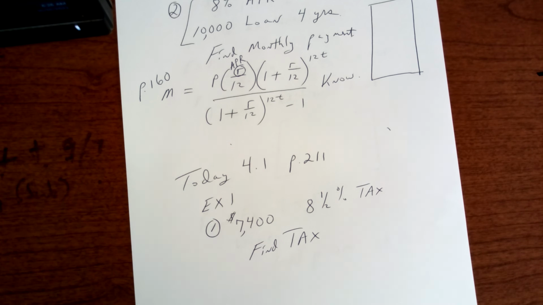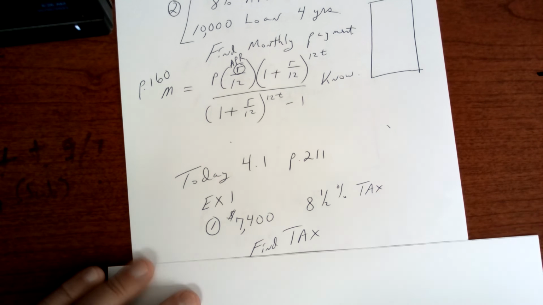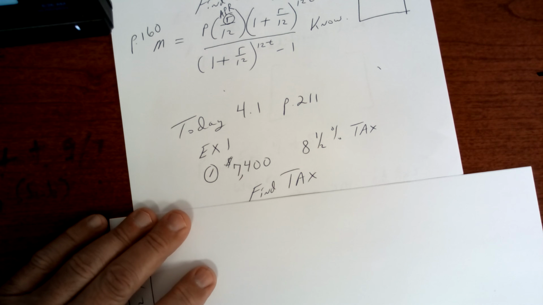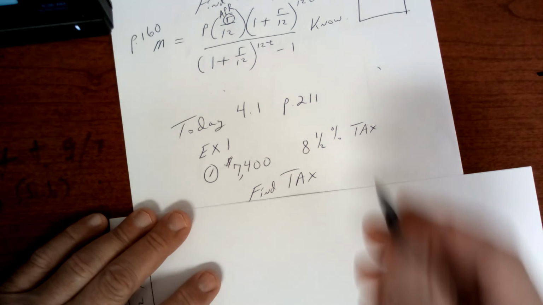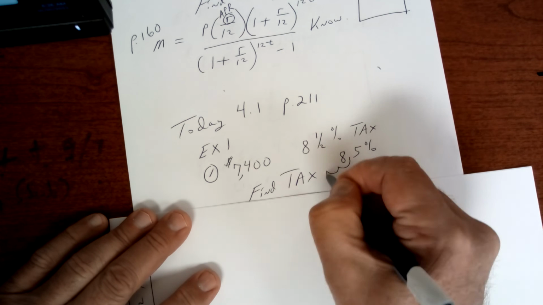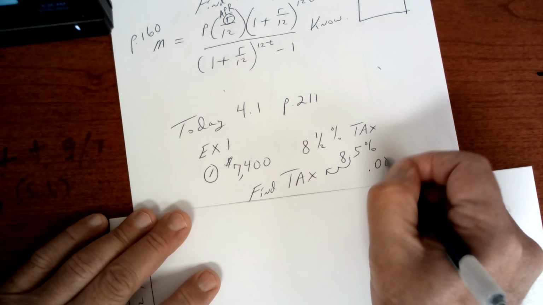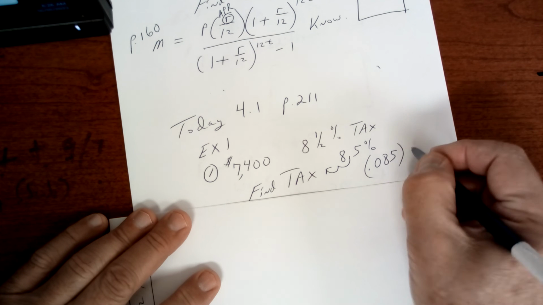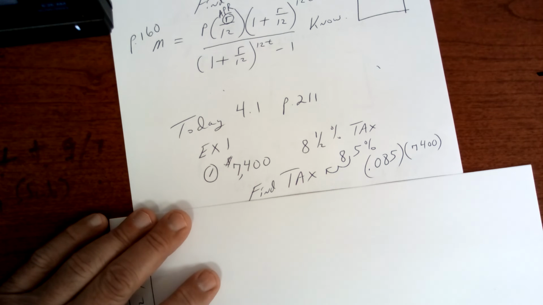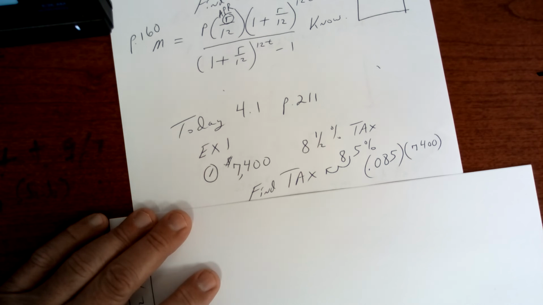Turn to page 211. Let's talk about this one. All right, this one says find the tax. Well, the rate is 8.5%, so you want to change that to a decimal. So that's 8.5%, and then move it over 2 places. So it's 0.085 times 7,400. So get your calculator, multiply, and you have your tax. Let's go on. Example 2.